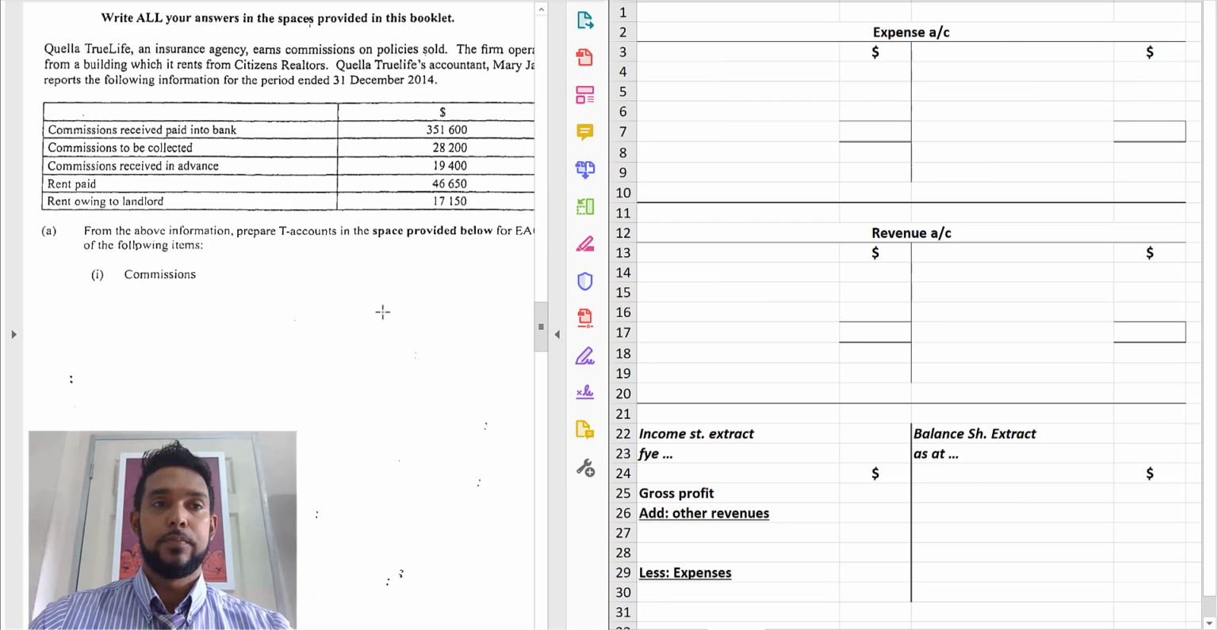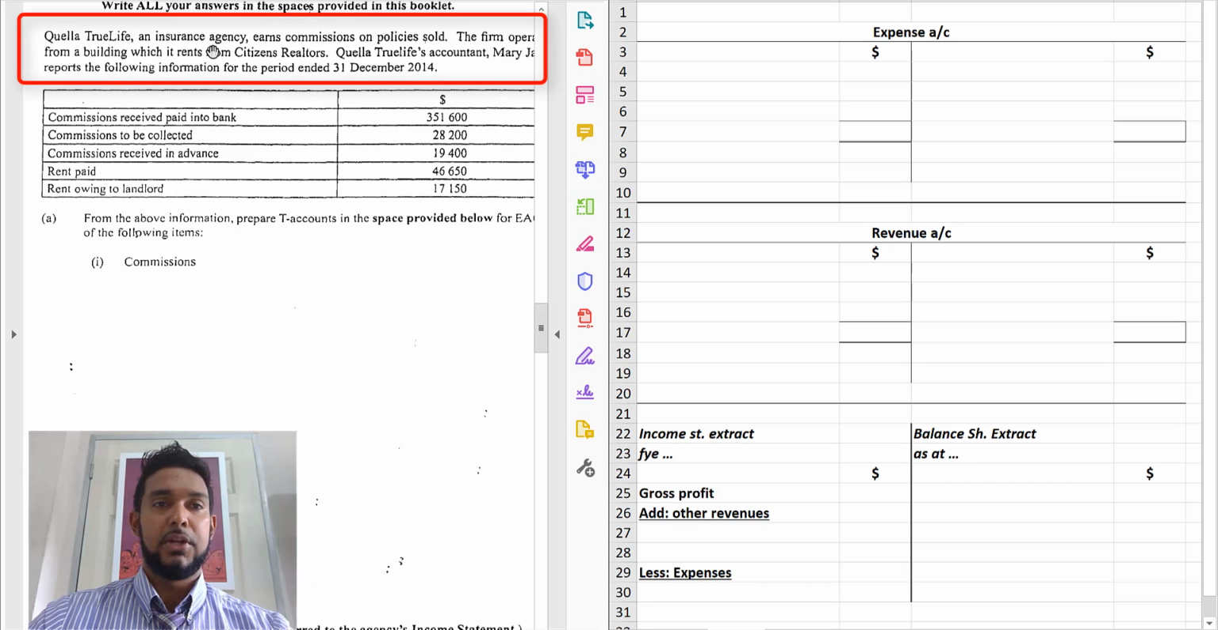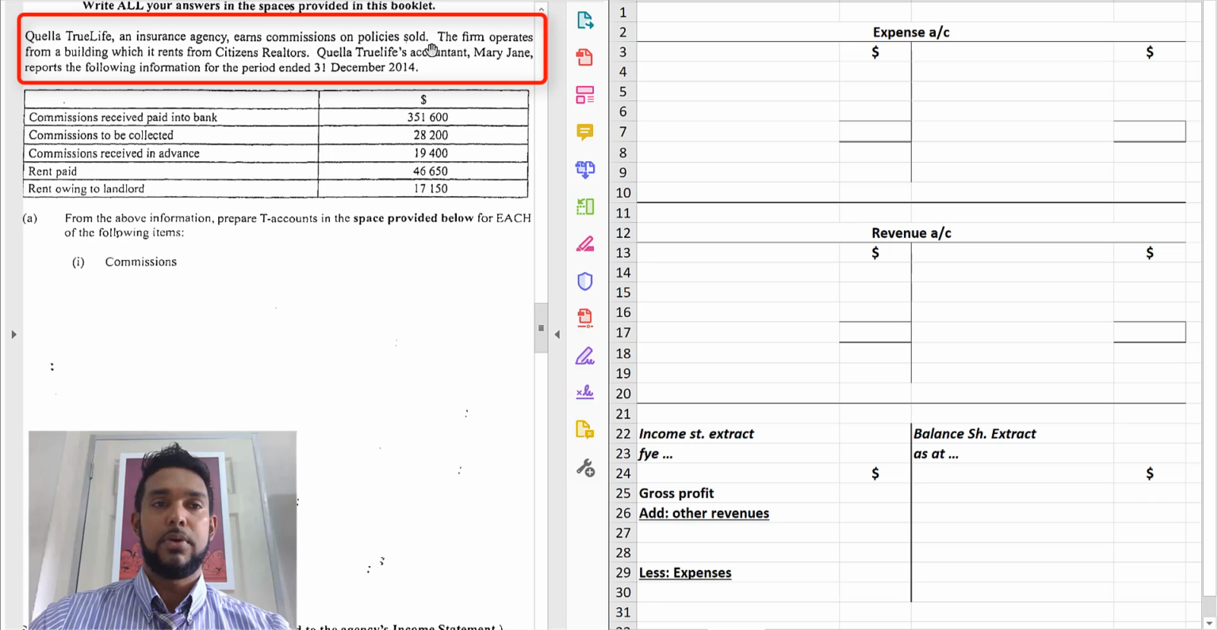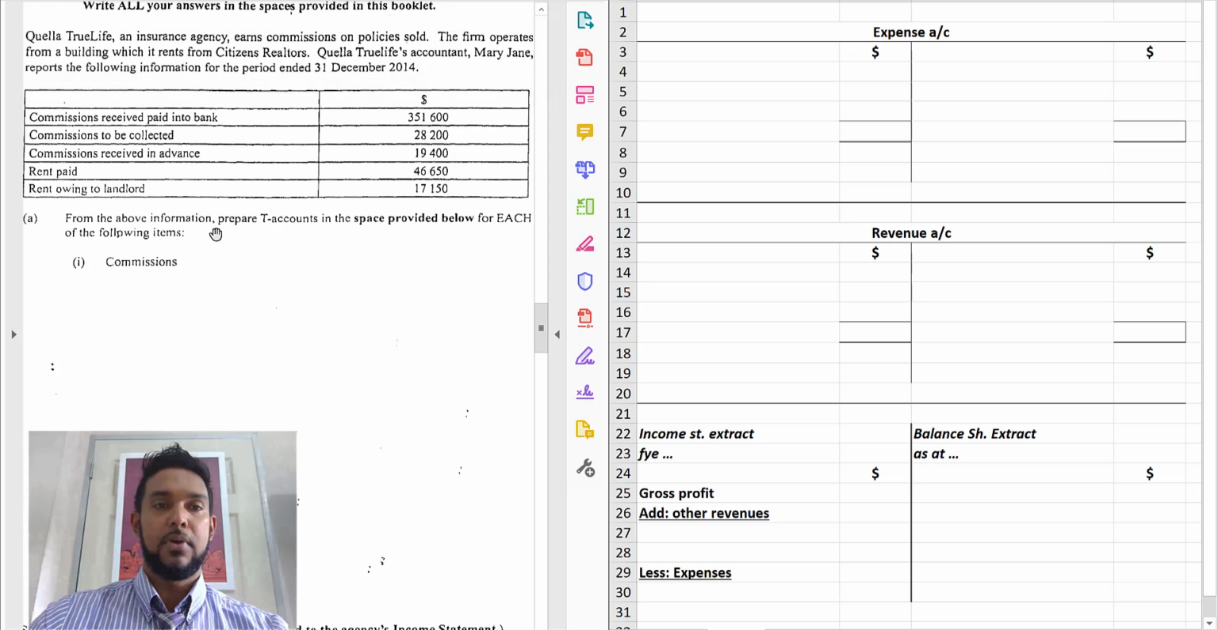All right. So 2015. Quella True Life, an insurance agency, earns commissions on policies sold. The firm operates from a building which it rents from Citizens' Realtors. Quella True Life's accountant, Mary Jane, reports the following information for the period ended 31st December 2014. From the following information, prepare T accounts for each of the items.